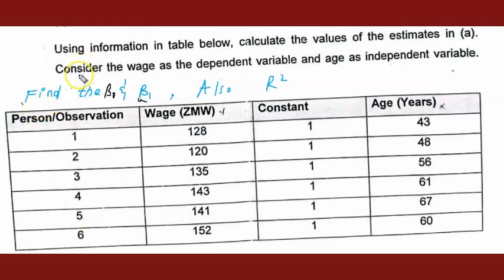Anyway, the question continues. Consider the wage as the dependent variable and the age as the independent variable. So if you come here, they're saying the wage is the dependent variable, so this will be our y. Then the age is the independent variable, which will be our x. So with this question, guys, I have come with my calculator. Well, let's just turn to the working page.